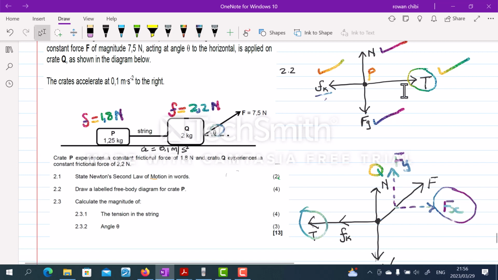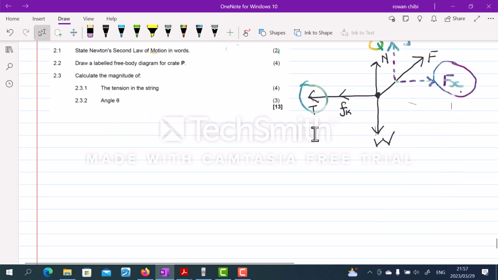So we cannot use a simultaneous equation for 2.3.1. We can simply look at object P and substitute for a frictional force, and then you can find that tension. Here we don't know F of X, so we cannot use the simultaneous equations here. So let's look at this one.